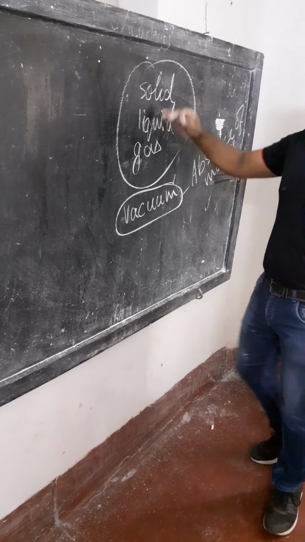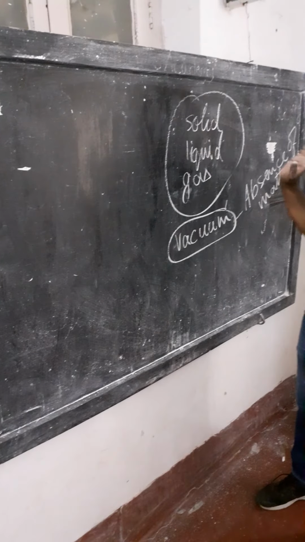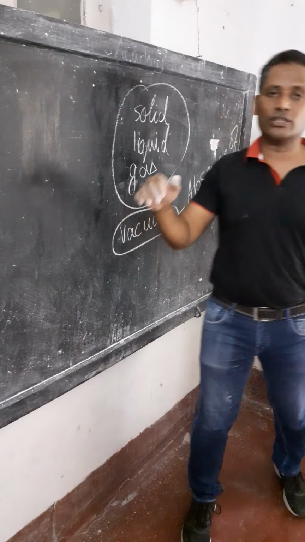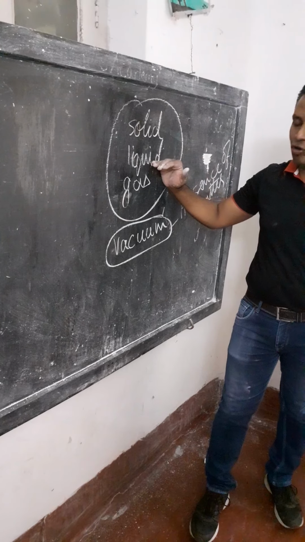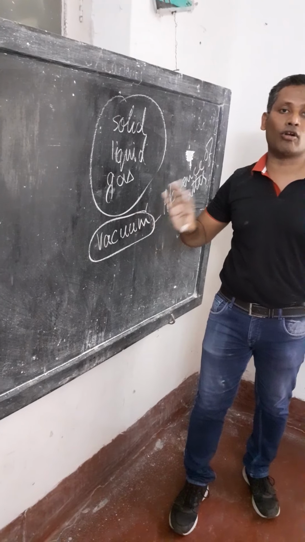You know that matter exists in three states: solid, liquid and gas. The absence of matter is called vacuum. For sound to travel, there should be a medium. There should be a solid medium, or a liquid medium, or a gas medium. If there is no medium, in a vacuum sound cannot travel.